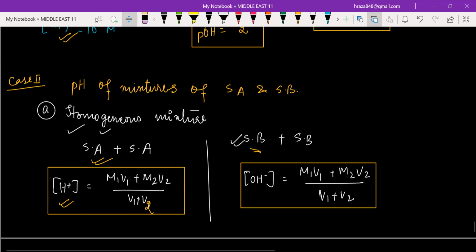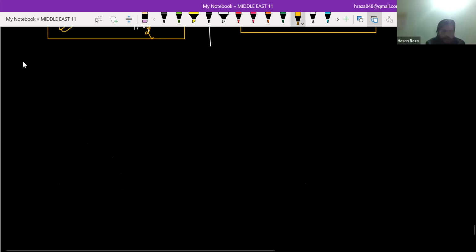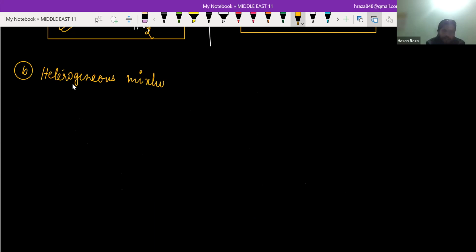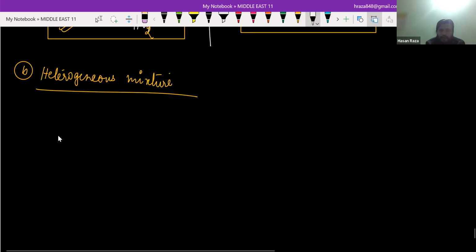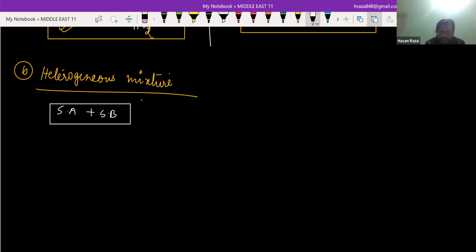Okay. Now we will talk about the second one, heterogeneous mixture. Heterogeneous mixture stands for a strong acid plus a strong base. When acid is mixed in base, that is considered to be heterogeneous. Now, there are two formulas.